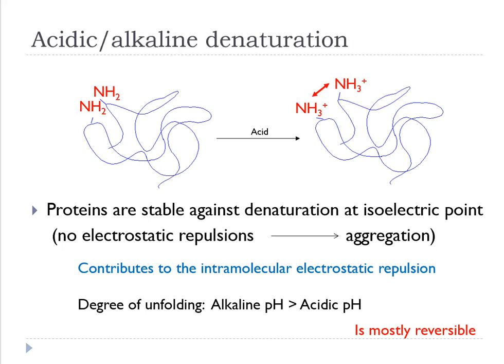So strong intramolecular electrostatic repulsion causes swelling and unfolding of proteins. Degree of unfolding is greater at extreme alkaline pH values because most proteins contain more negatively charged ionizable amino acids. pH-induced denaturation is mostly reversible. In some cases, it can be irreversible if there is an extreme pH, which causes partial hydrolysis, reduction of disulfide bonds, or hydrophobic aggregation.